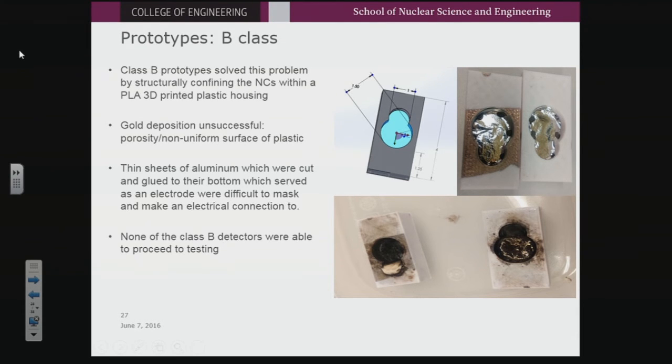And so you see this one went into gold deposition. We put a lot of gold in. Unfortunately, we're not able to make that steady electrical connection. So what we did was we put some high-grade aluminum, and then later on even aluminum foil. But even these were hard to make a connection to, unfortunately. So unfortunately, none of the B detectors were able to proceed to any sort of testing.